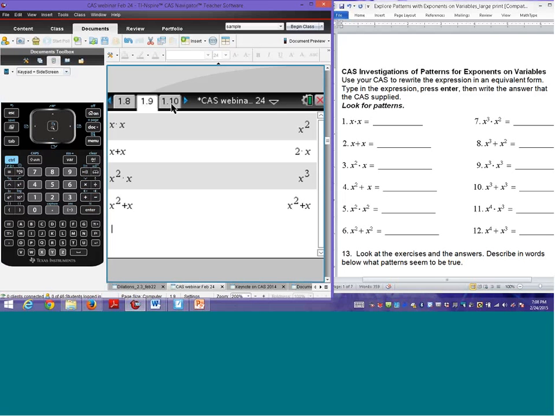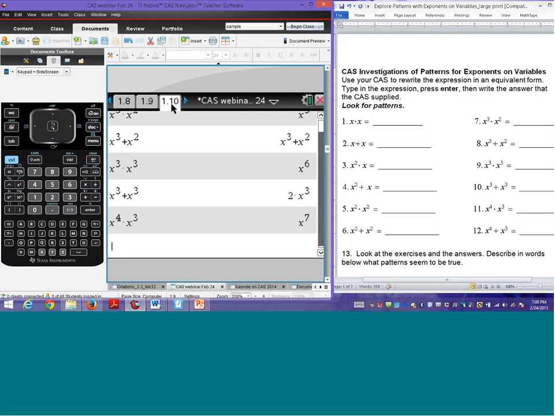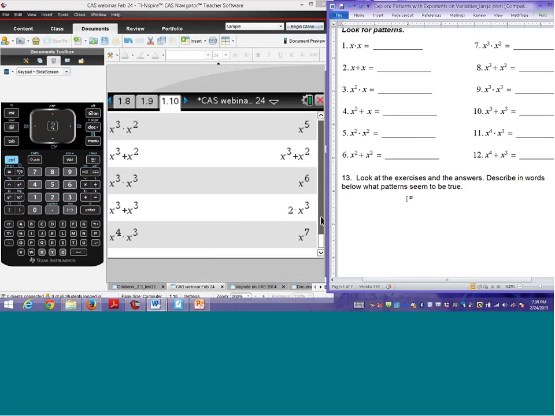And they'll get down to this part of the screen here, and it says in number 13, look at the exercises and the answers. Describe in words below what patterns seem to be true. So you're asking the students to observe things, but then also to put them into words. They may need to work in groups to do that, or in pairs. That would be up to you. I would encourage that so that they're more apt to talk and then be able to write something that makes kind of sense.